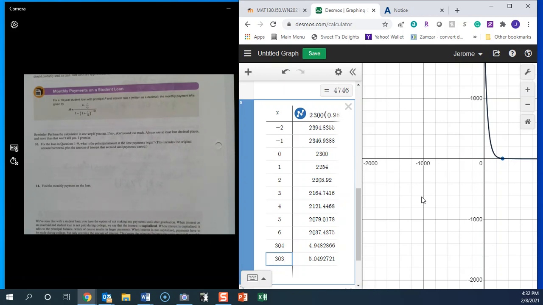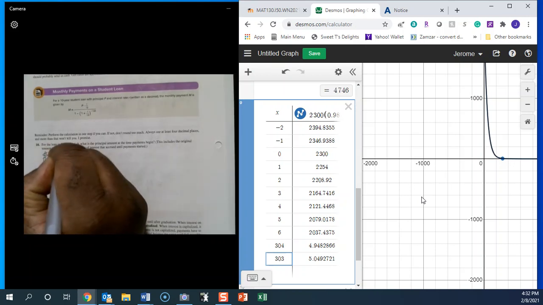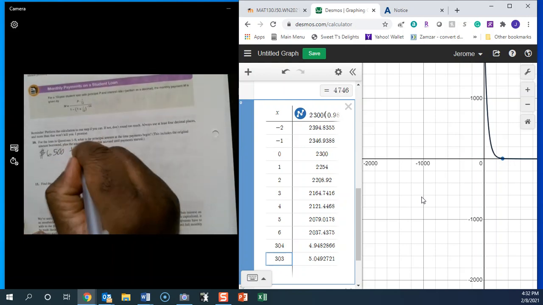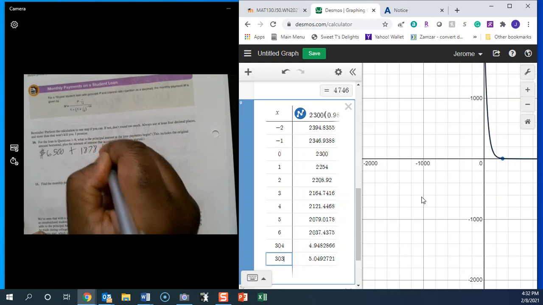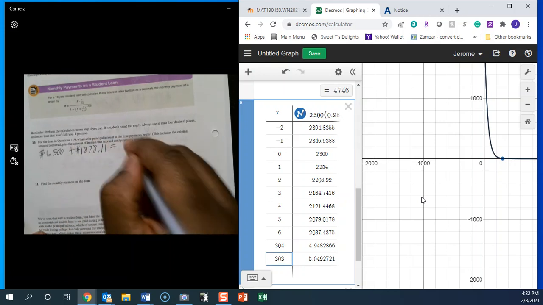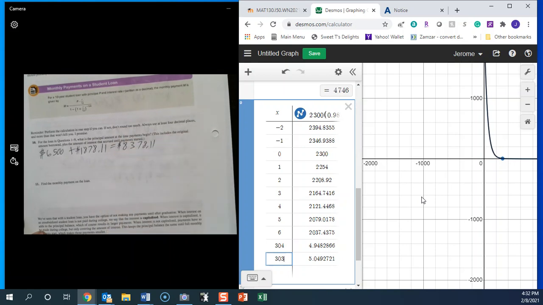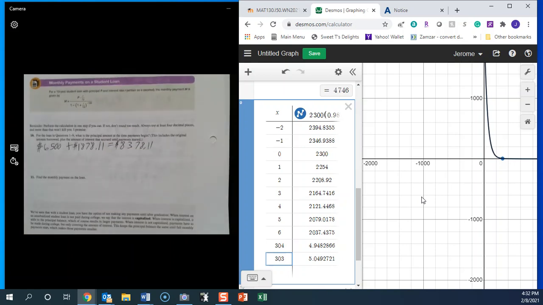It says for the loan in questions 1 through 9, what is the principal amount at the time payments begin? So, $6,500 is what you initially had, but remember, $1,878.11 is added to this. So when you start making payments, this would be your new principal. It's $8,378.11.